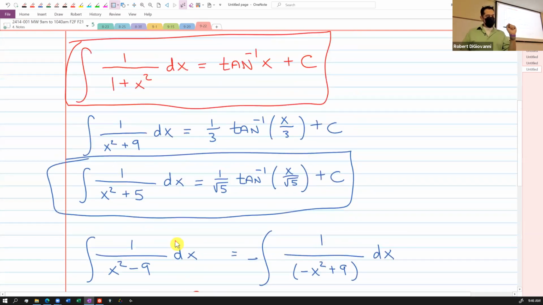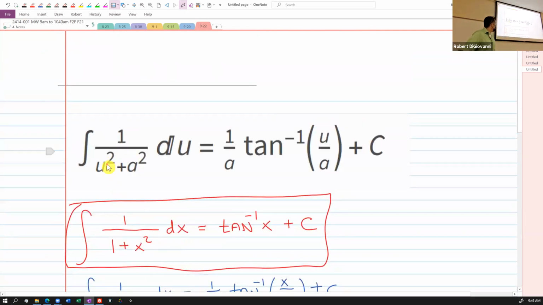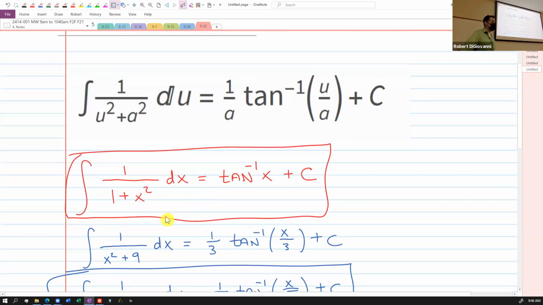For now, if we see 1 over our variable squared plus some number squared, we should be able to do this problem using this formula, all right? So let me give you one. I'm going to give you something to work. 1 over x squared minus 4x plus 7 dx.